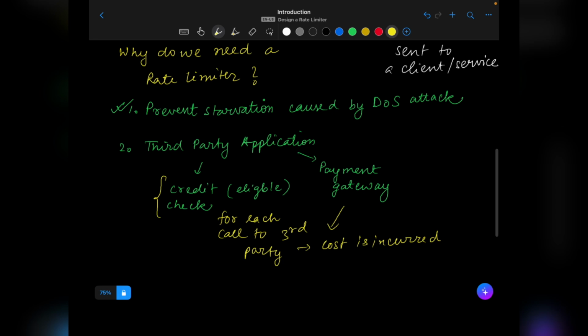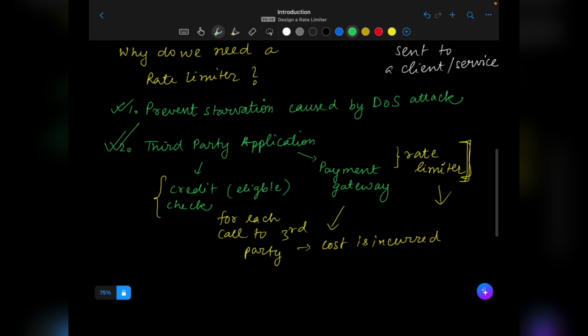So in order for our service to be cost effective, and to reduce the amount of API calls made to the third party, we can use what we call a rate limiter. Before sending any request, it goes through the rate limiter. It has a threshold. If it exceeds that threshold, that request is dropped. So these are the two main reasons why we can use a rate limiter in our actual service.